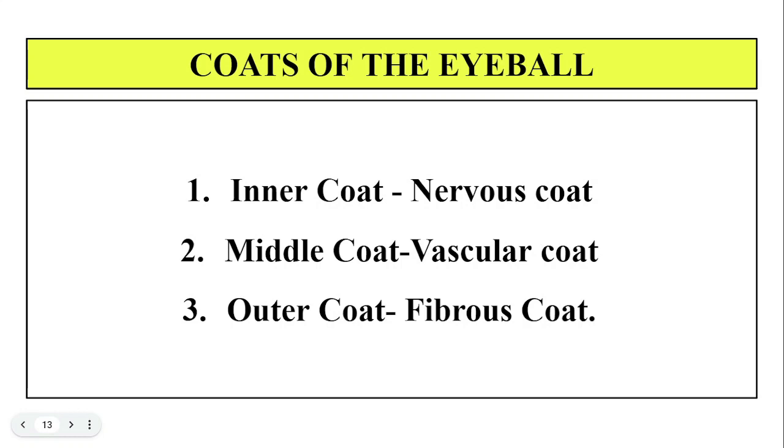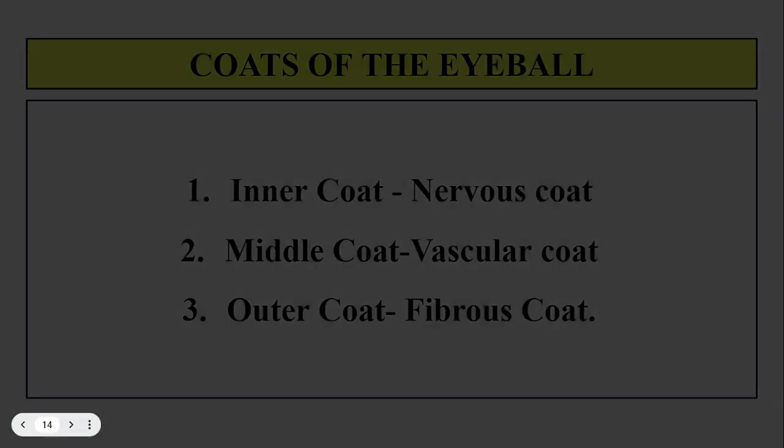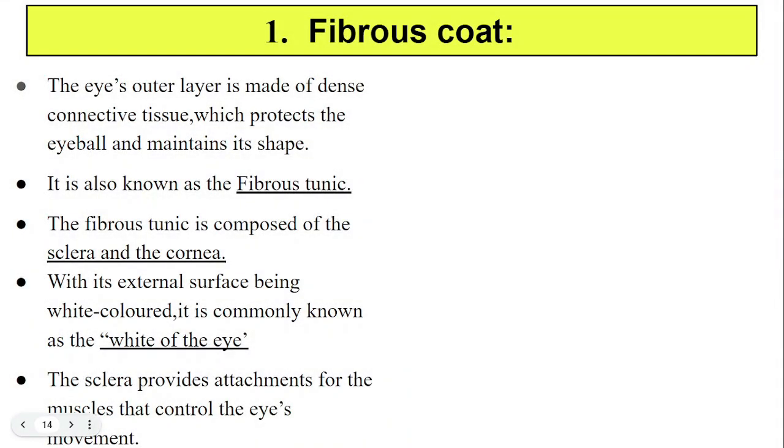In the human eye, three coats are available in our eyeball. There is the inner coat, also known as the nervous coat, the middle coat, also known as the vascular coat, and the outer coat, also known as the fibrous coat. So we are discussing the fibrous coat first.